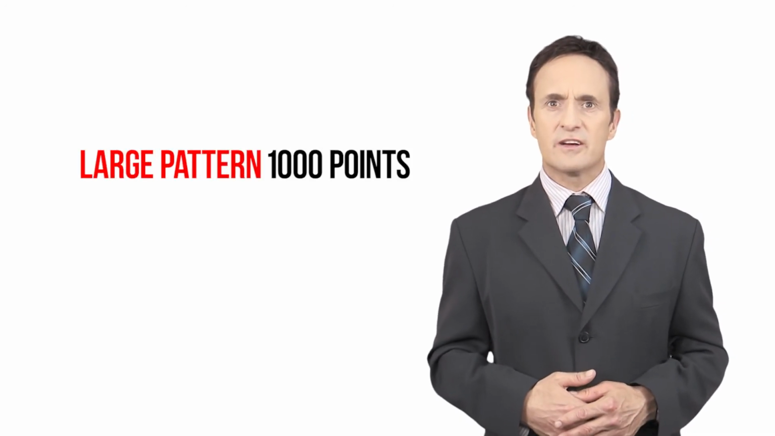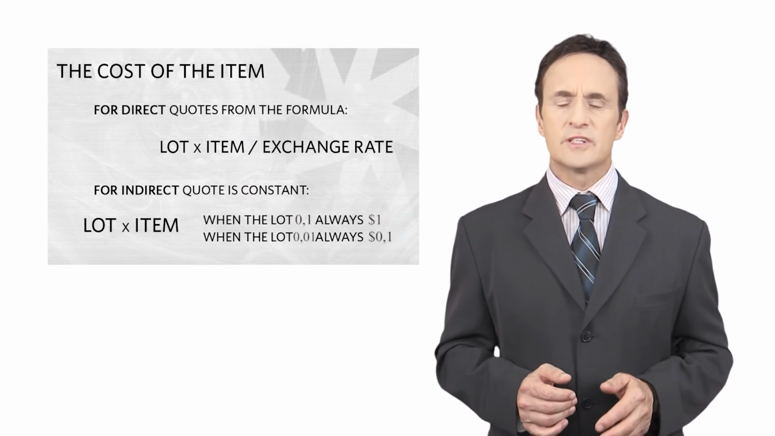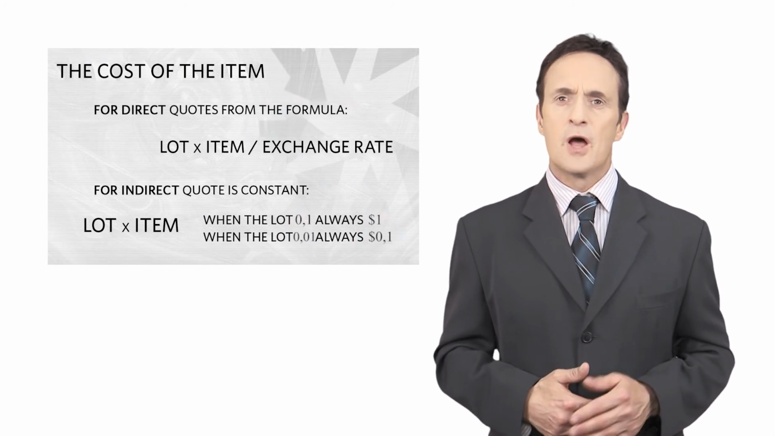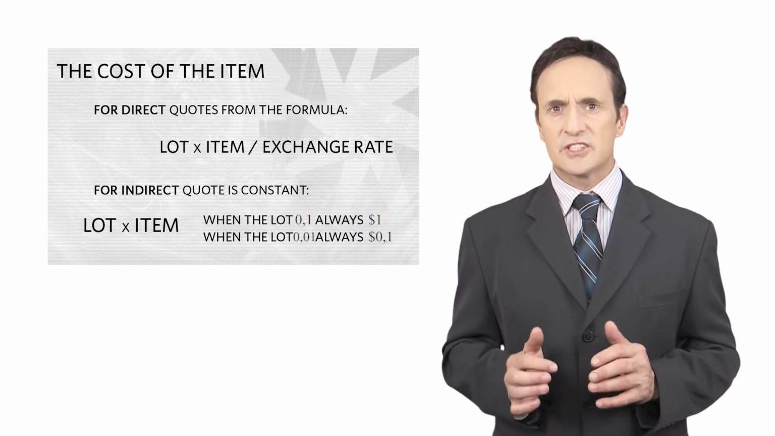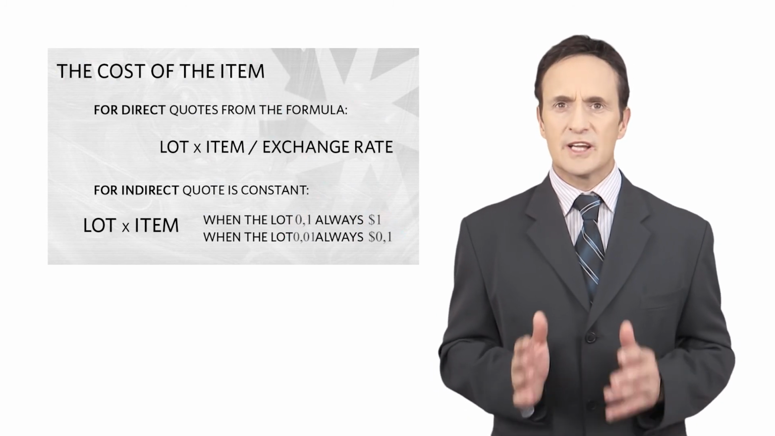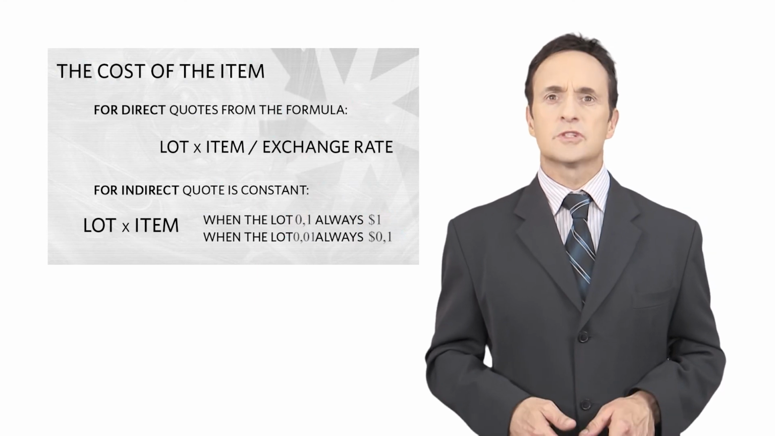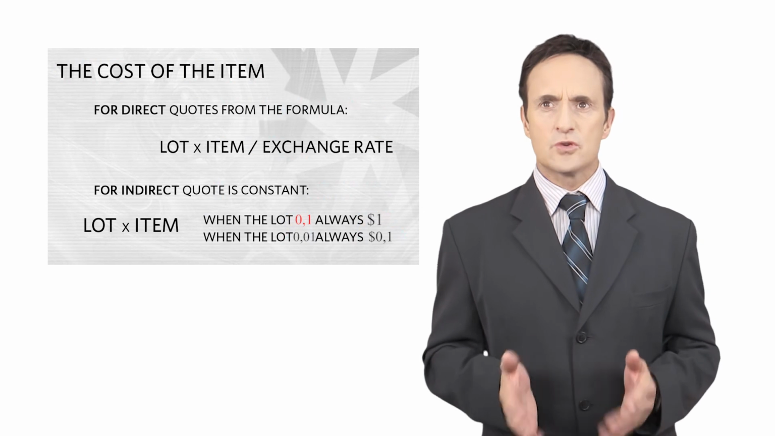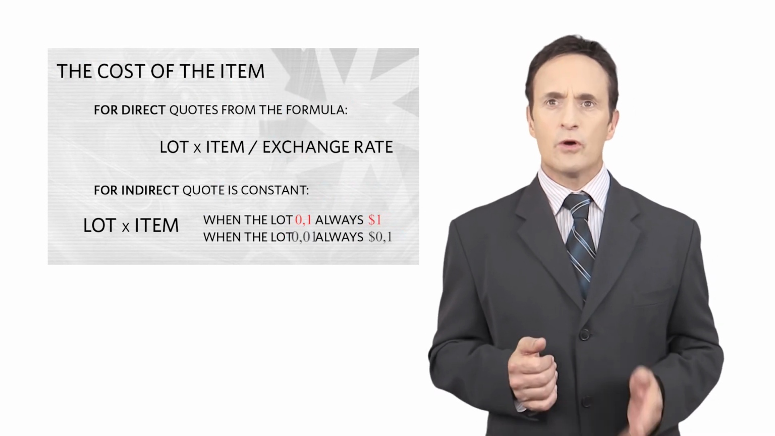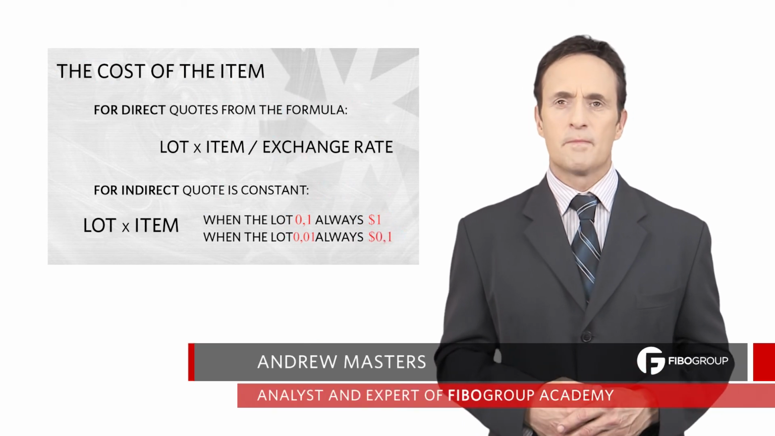Let's see how to calculate the point value. In direct quotation, the point value is calculated according to the following formula: lot to be multiplied by point and divided by the exchange rate. In indirect quotation, the point value is constant: lot to be multiplied by point. When lot is 0.1, the point is always $1. When lot is 0.01, the point value is $0.1.